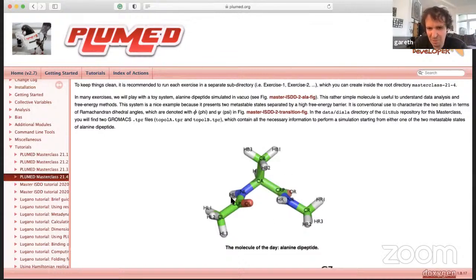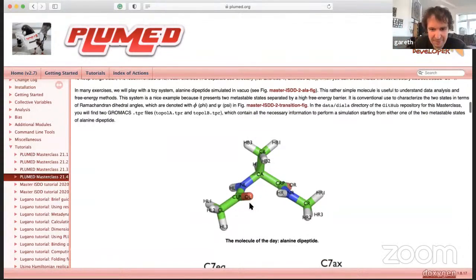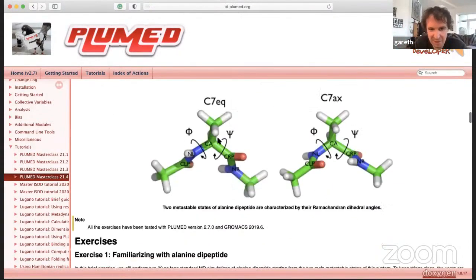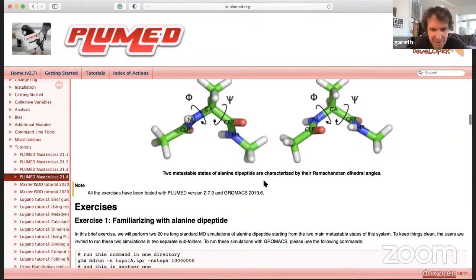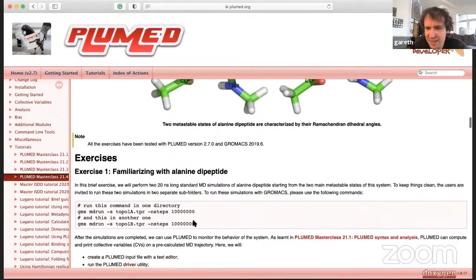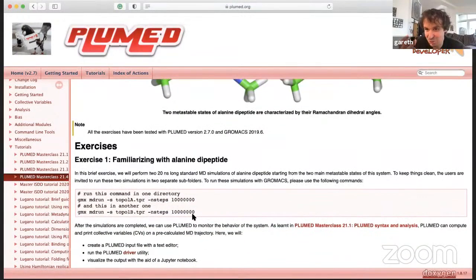Because we know everything about alanine dipeptide, it's a nice one, as you can use it to understand a lot about the method. So there's alanine dipeptide, and it's the two torsional angles. The first exercise is just running some MD to see that you have that timescale problem: if you run short simulations of alanine dipeptide, it doesn't cross those barriers. That's what you'll see in that exercise.